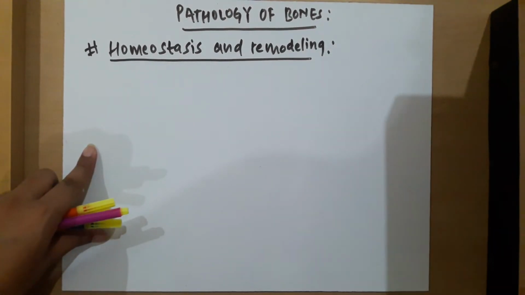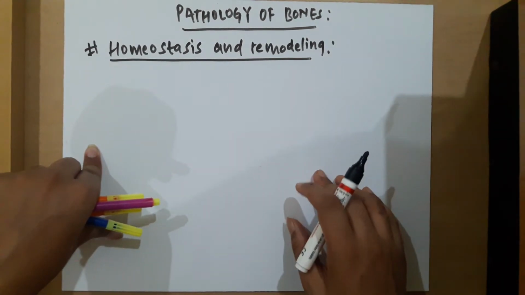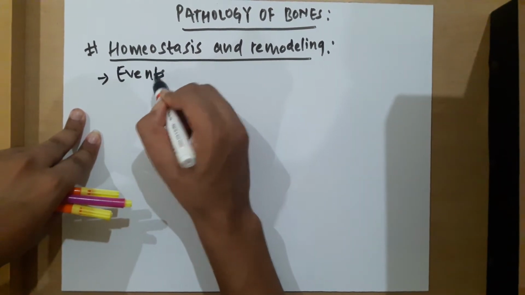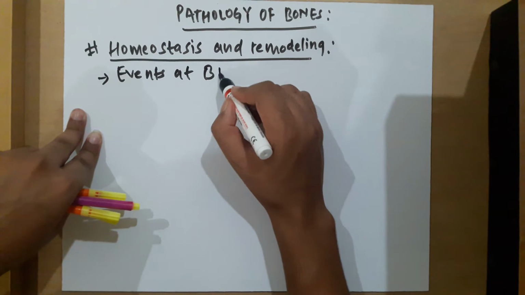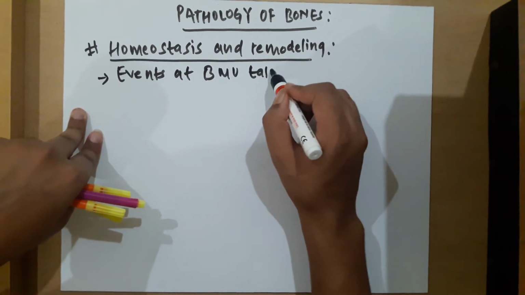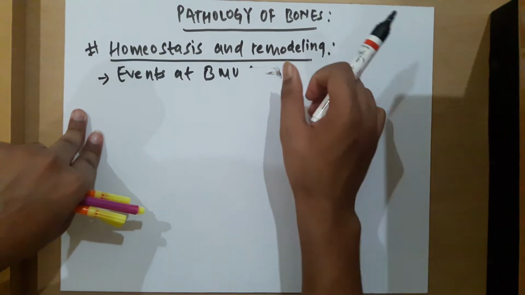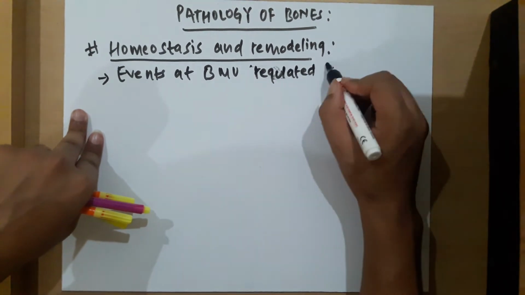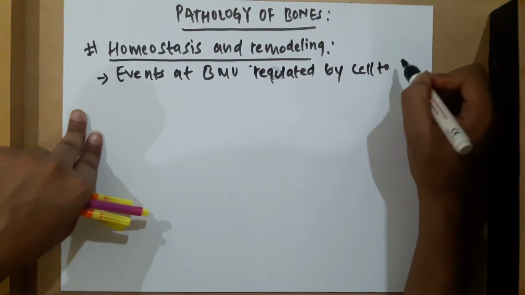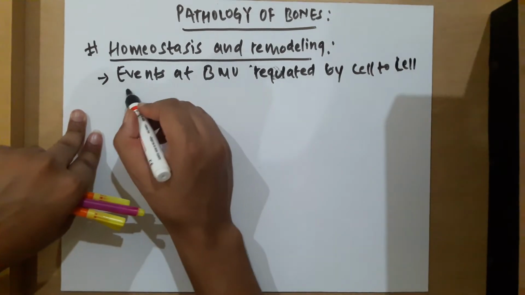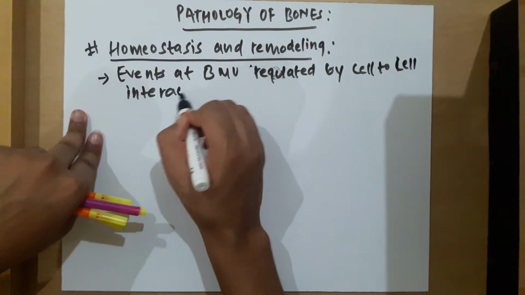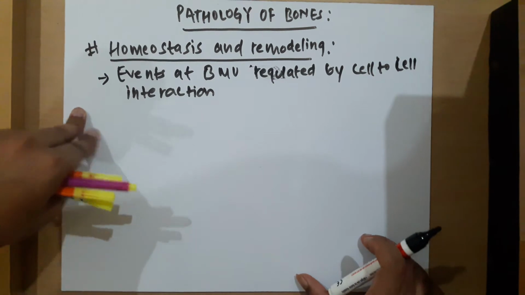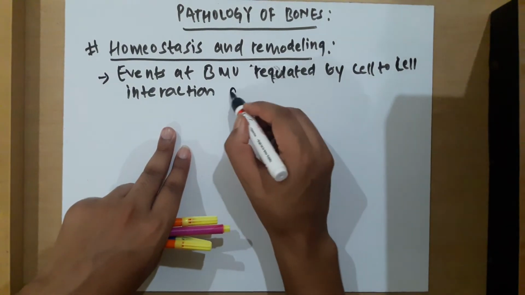So we discussed about BMU and what it consists of. We discussed about osteoclasts and osteoblasts. Now the events at BMU. The events at the bone multicellular unit are regulated by cell to cell interaction and cytokines, okay. What this cell to cell interaction is, we will come to understand while discussing later points.